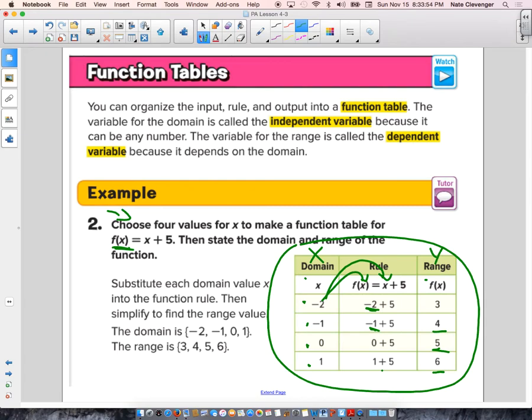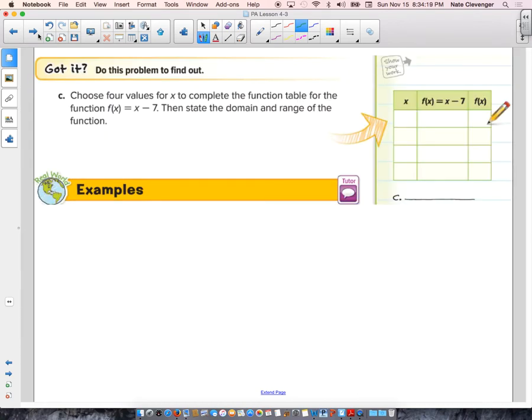The last thing that they're asking you to do is state the domain and the range. The domain are your x values. What x values did they put in? -2, -1, 0, and 1. What were the range values that it kicked out by applying that rule? 3, 4, 5, and 6. Again, it's not hard, it's not tricky, it's just a different notation.